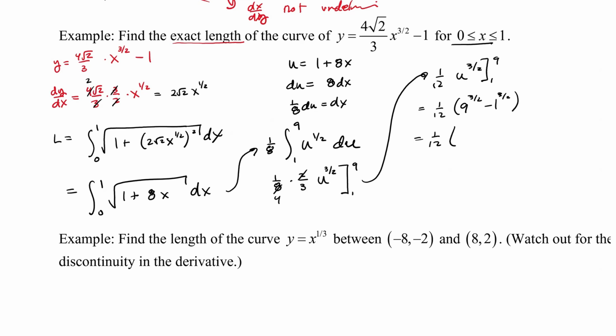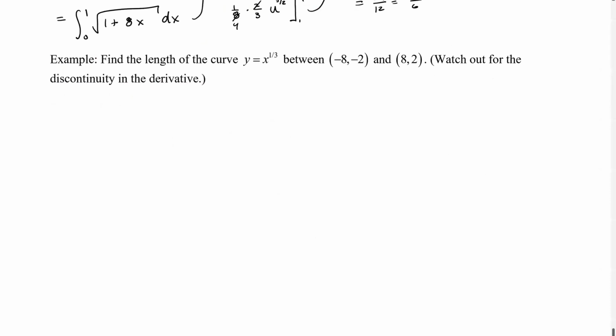Square root of 9 gets 3. 3 cubed is 27. And the 1 to the 3/2 is 1. So it looks like I've got 26 over 12, which reduces to 13 over 6. So highly contrived, and we were able to do this one by hand. This one, I don't think we're going to be so lucky.